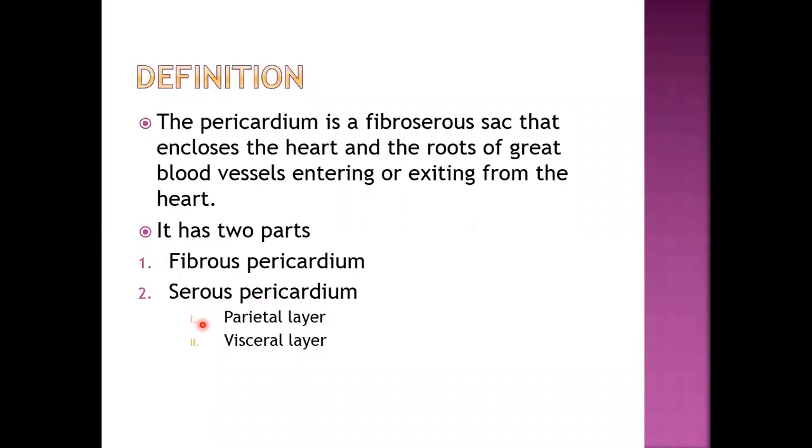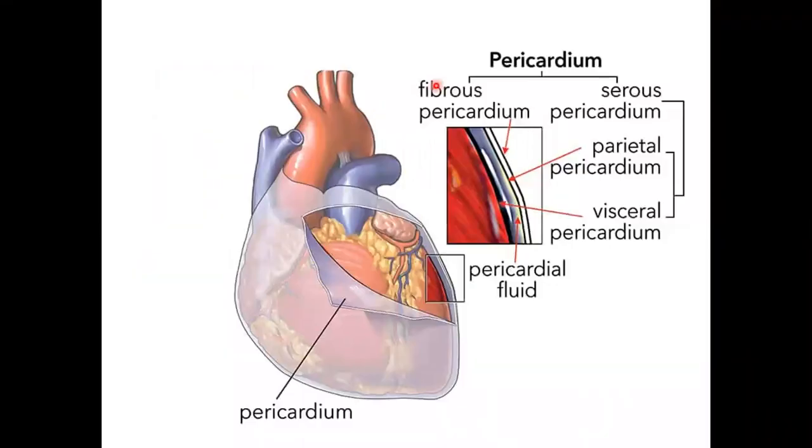The serous pericardium again has two layers: an outer layer, the parietal layer, and an inner visceral layer. So we have the pericardium, which is composed of an outer, tougher layer, the fibrous pericardium, and a secretory layer, the serous pericardium. The serous pericardium in turn is composed of the parietal pericardium and the visceral pericardium.